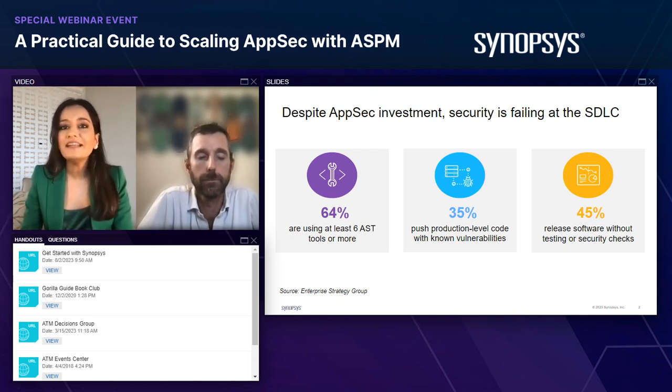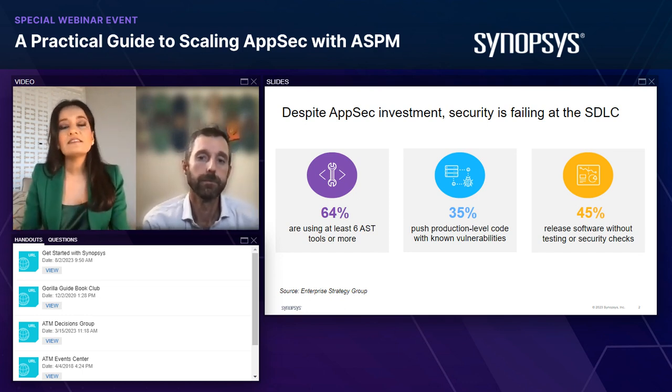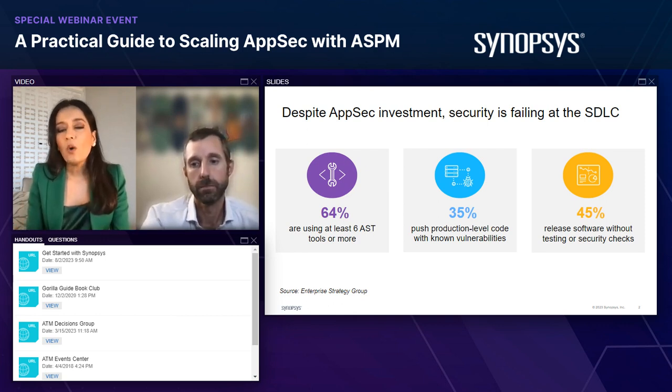And yet we find at large that so much of production level code still has a proliferated amount of vulnerabilities and flaws that make it to the production level. And one of the aspects of this is that despite a lot of that security investment, software risk is still a huge problem for organizations to grapple with.